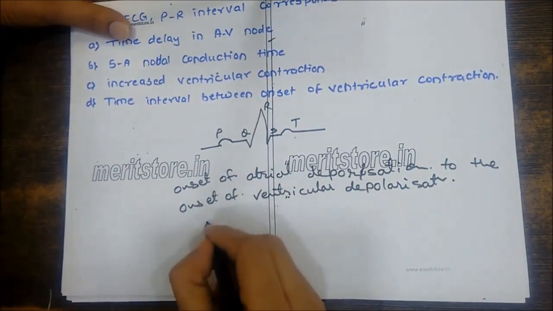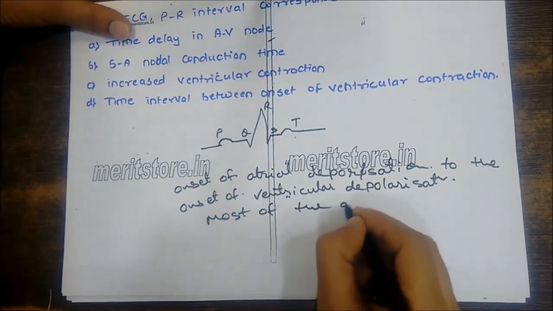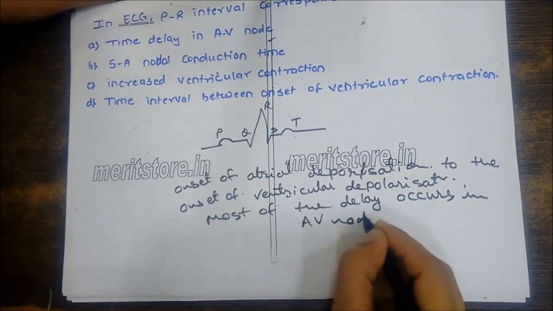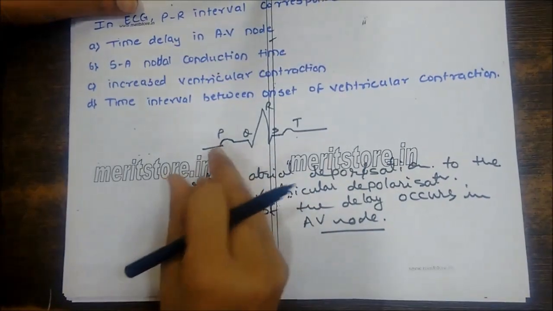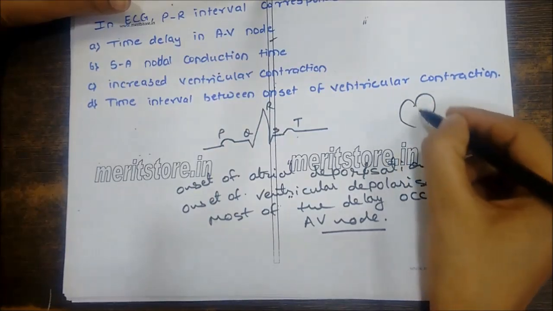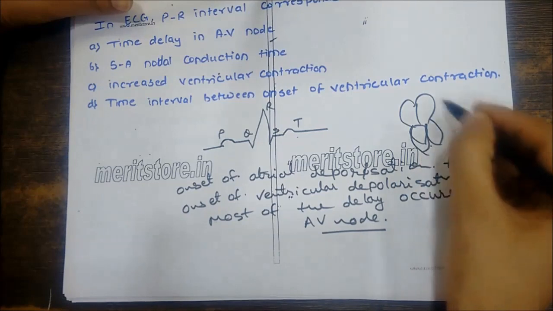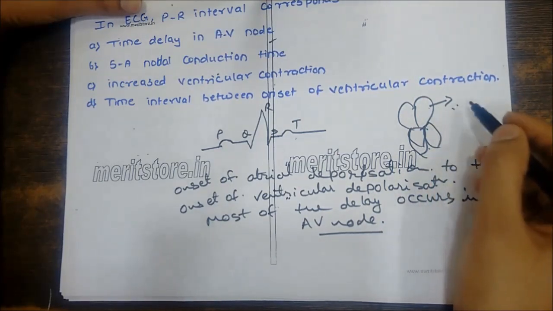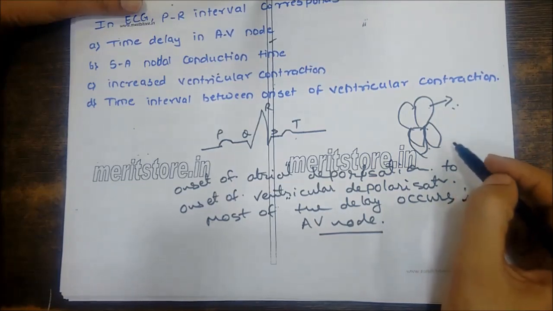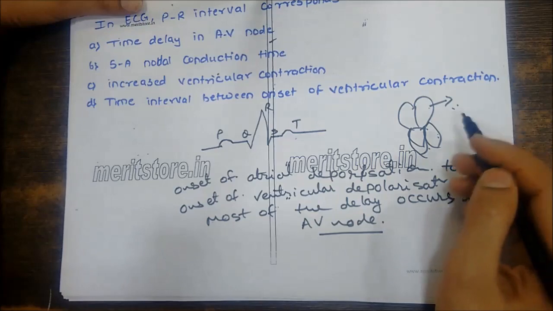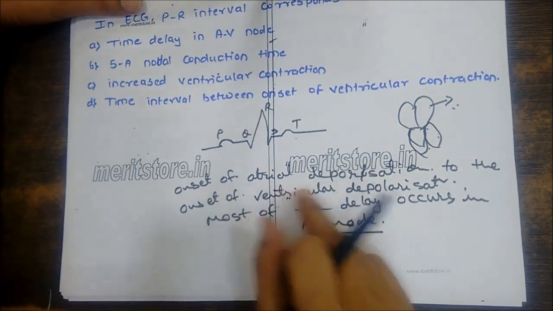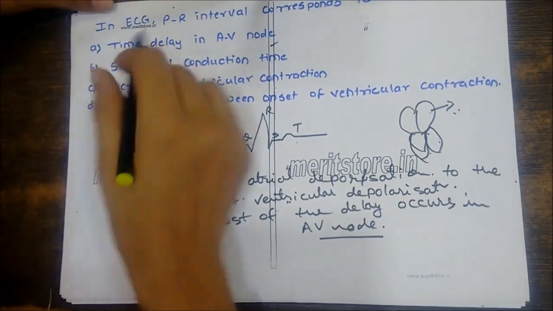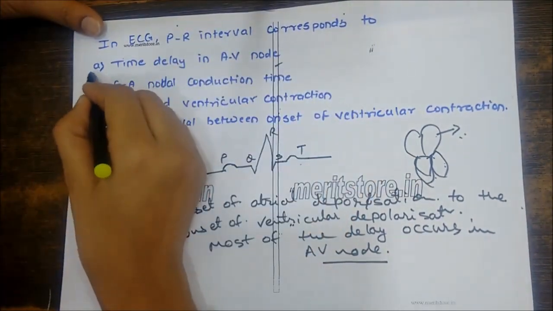Most of the delay occurs in the AV node. So from the onset of atrial depolarization, the contraction of atria, and then this is called atrial depolarization, and this is the ventricular depolarization when ventricles contract. So from the onset of atrial depolarization to the onset of ventricular depolarization, most of the delay occurs in the AV node. So in ECG, the PR interval corresponds to the time delay in the AV node, that is A.